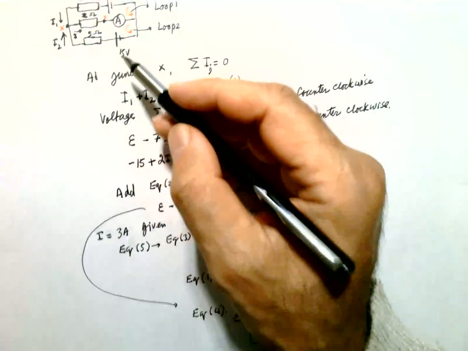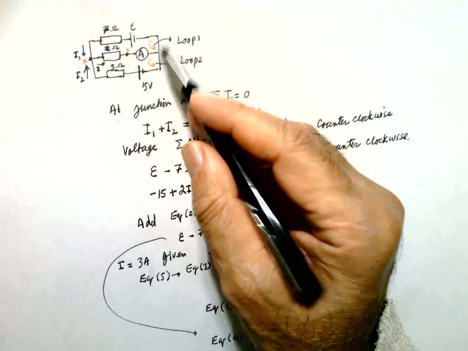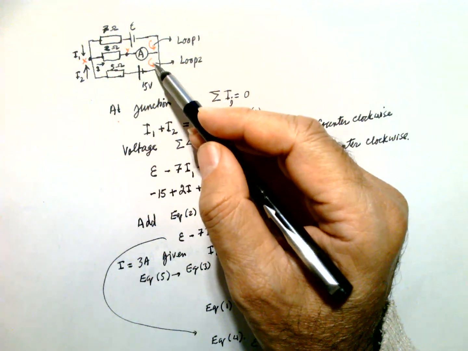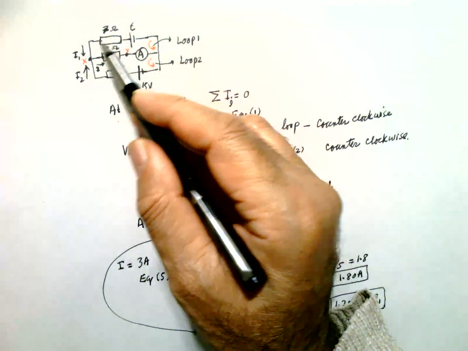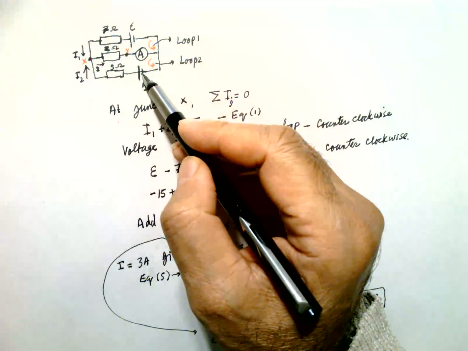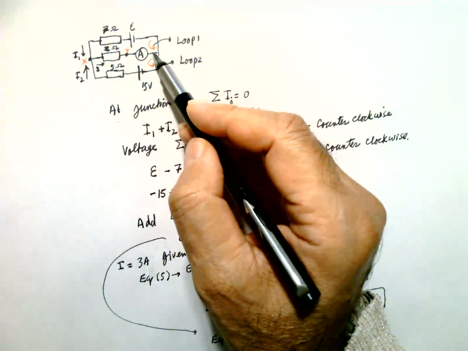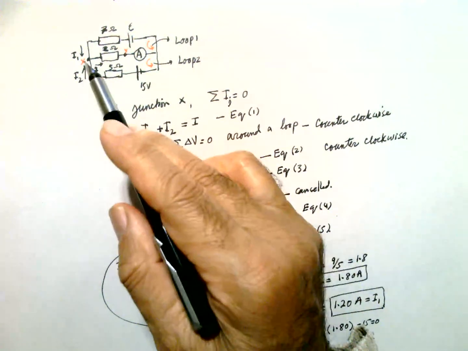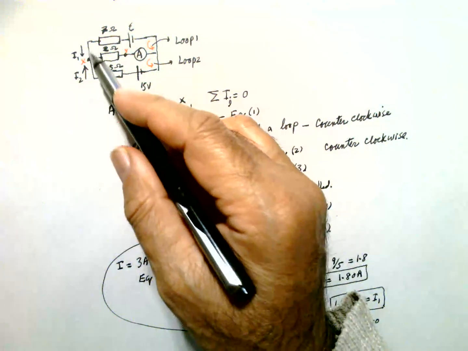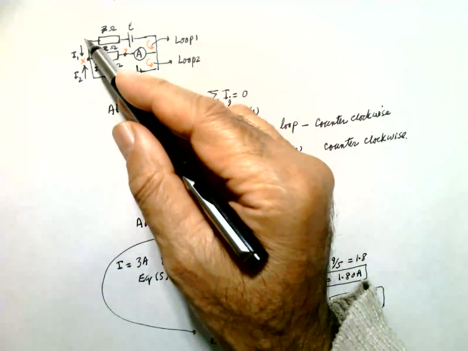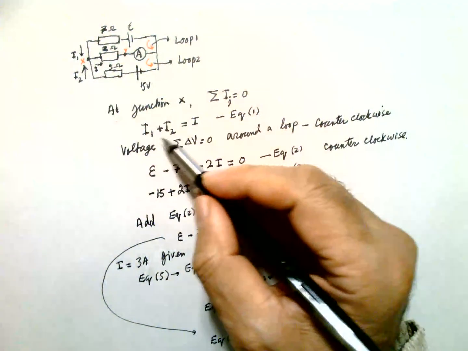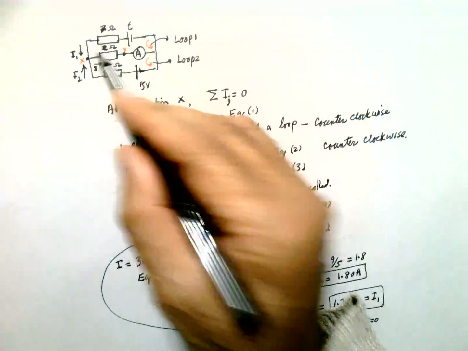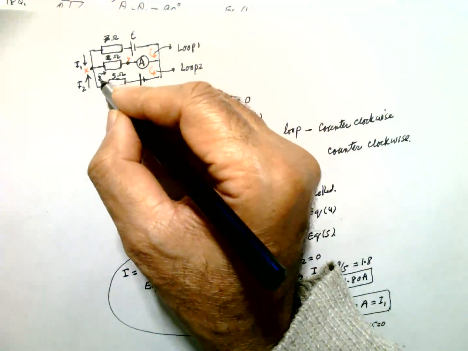Second, this circuit is given. This is loop one, this is loop two, and we take counterclockwise movement. We are going from negative to positive on this one, and positive to negative on this one. At junction x1, the sum of all the currents should be zero. Current I1 is coming in, I2 is also coming in, so I1 plus I2 is equal to I, which is leaving.